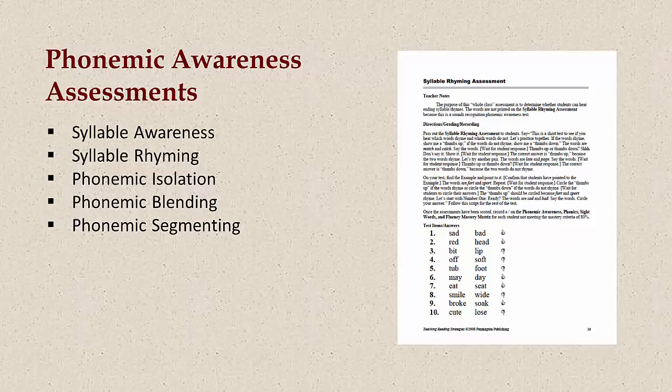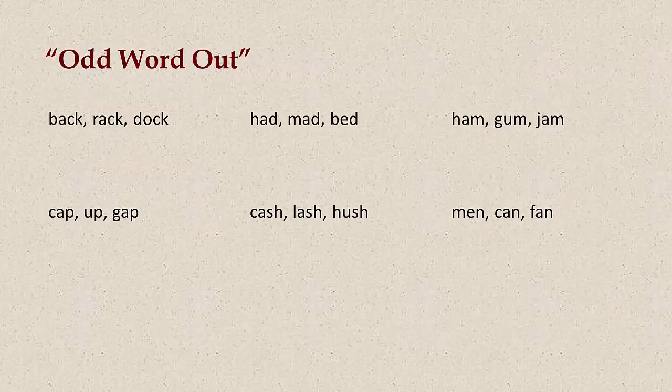To remediate syllable rhyming, these sample activities are helpful. The first one is titled Odd Word Out. The teacher asks, which one doesn't rhyme? Students respond with a non-rhyming word. The teacher asks, know another rhyme? Individual students respond with real and nonsense word rhymes.